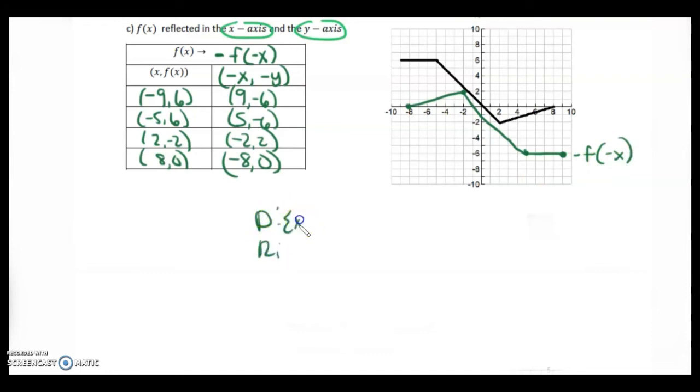Let's set up the domain and range, where x is going to be between two numbers and y is also going to be between two numbers. So x is going to be between negative 8 and 9, and y is going to be between negative 6 and 2.